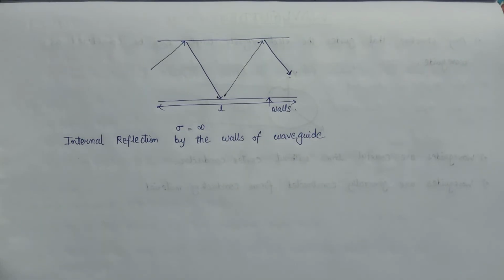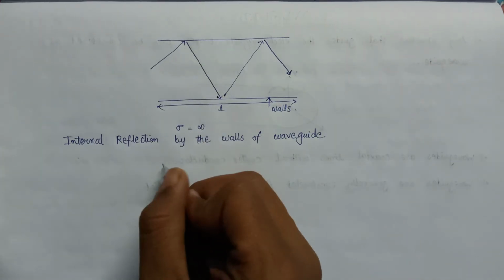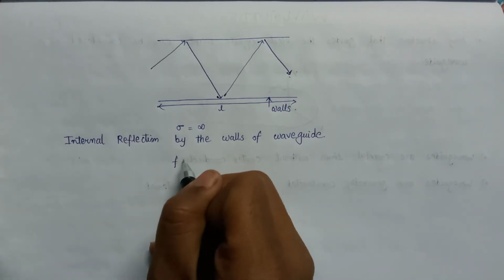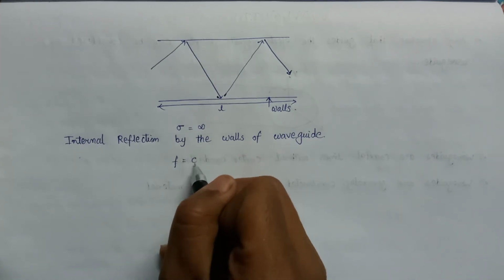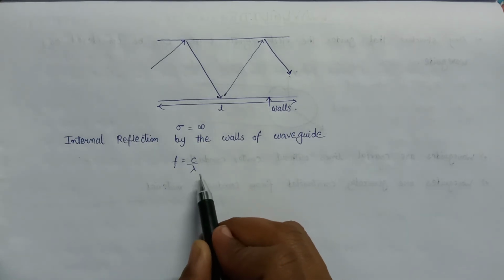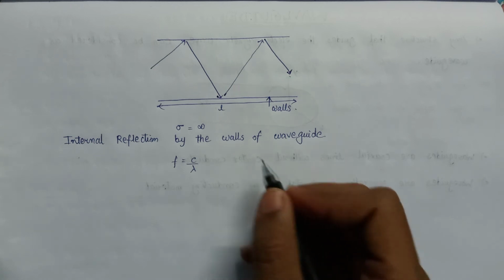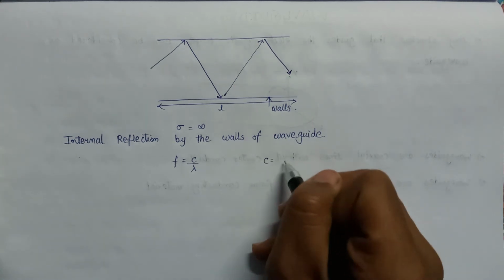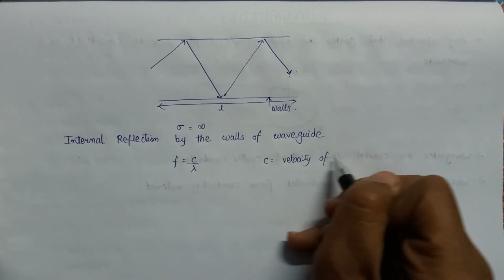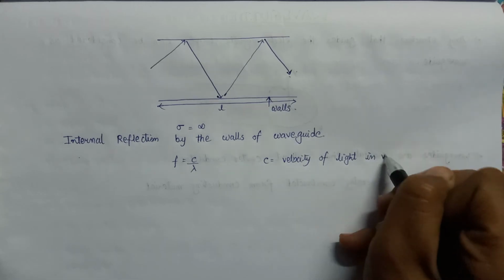This electromagnetic wave propagating inside the waveguide has some frequency, denoted by f, and this frequency in terms of the wavelength is given by c over lambda, where lambda is the wavelength and c is the velocity of light in vacuum.